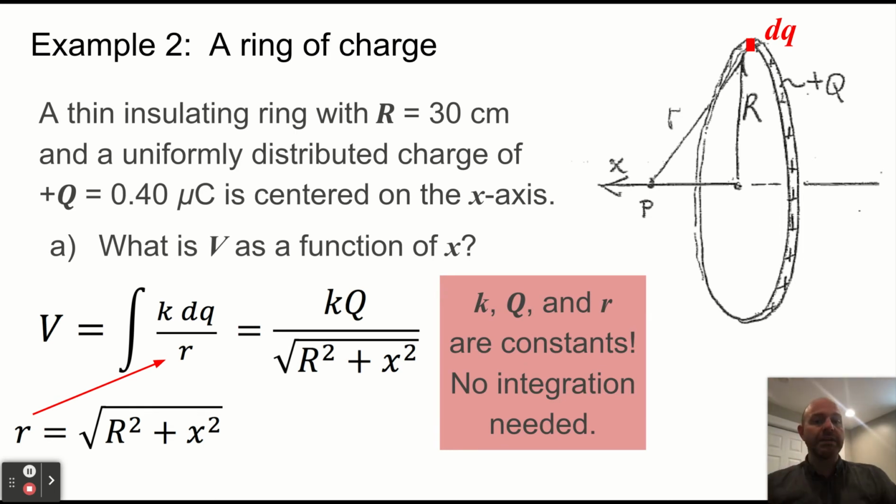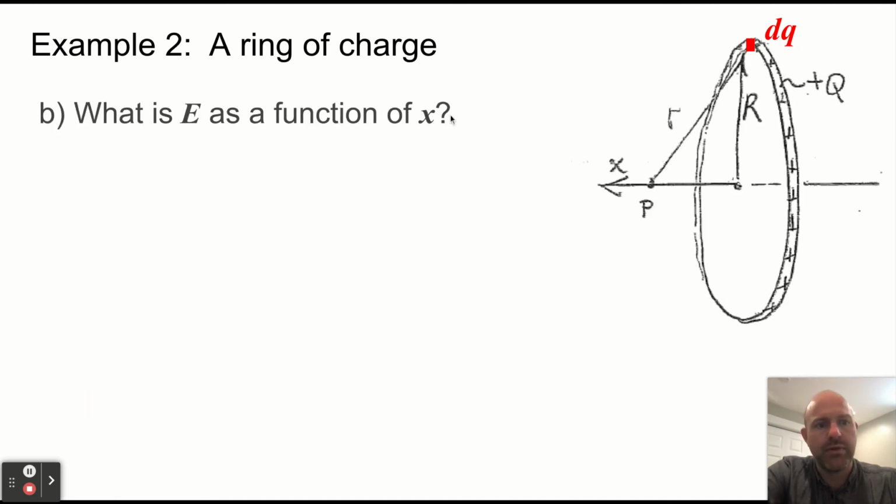So everything's a constant here for a given x. So we don't actually need to integrate this, which is kind of fun. We set up an integral, but we didn't actually have to do the integration because R is a constant for any given value of x. And that's really all we're looking for. And you could then plot that.